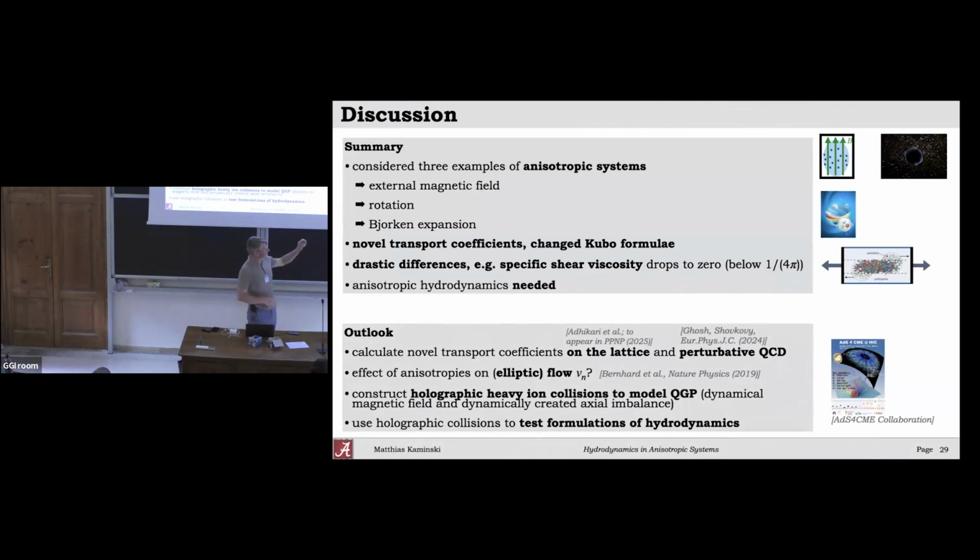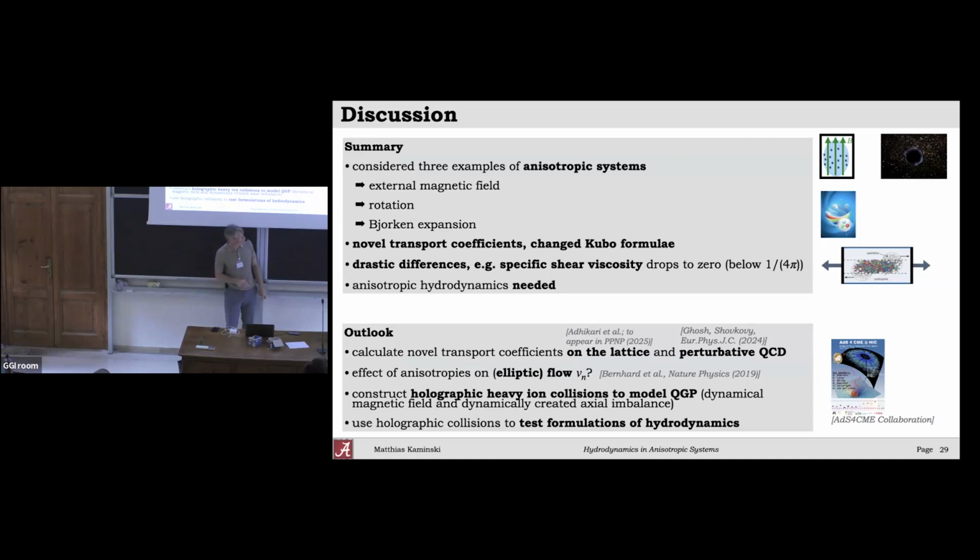Let me summarize what I've talked about. We have considered three examples of anisotropic systems: a strong magnetic field, a system with rotation, and a Bjorken expansion. I didn't get to tell you details about that, so ask me later. There are novel transport coefficients and very different Kubo relations resulting from this, with drastic differences, for example, in the specific shear viscosity, which drops to 0. We saw that anisotropic hydrodynamics would be needed if the quark-gluon plasma of QCD is somewhat like N=4 super Yang-Mills.